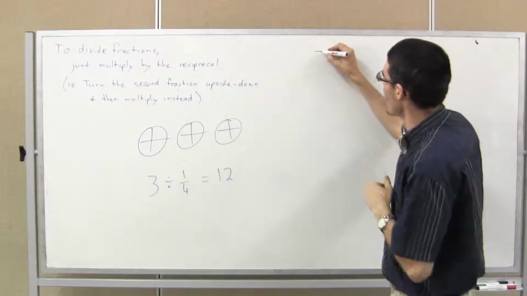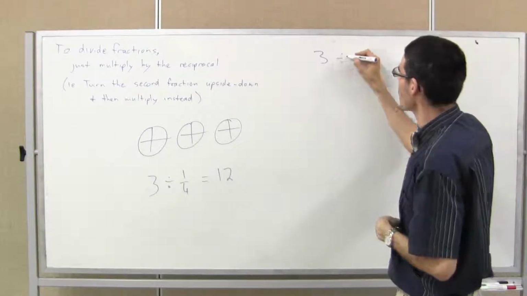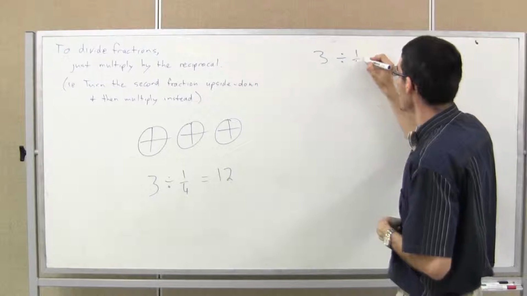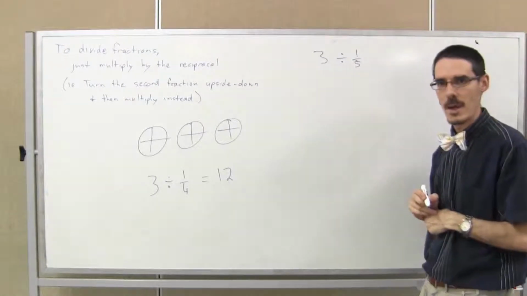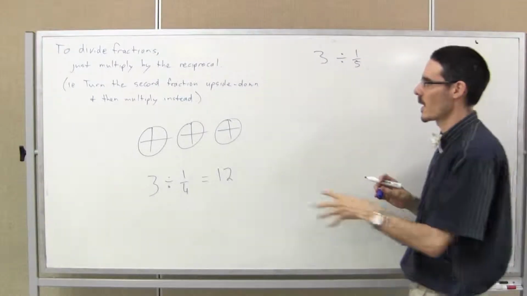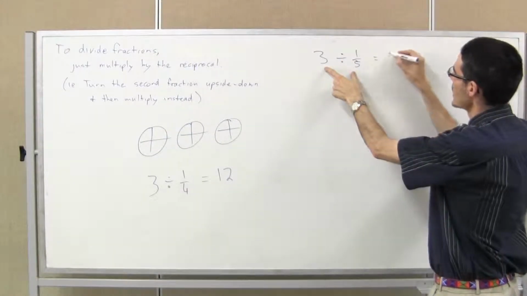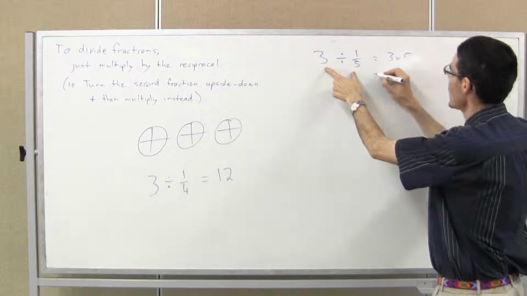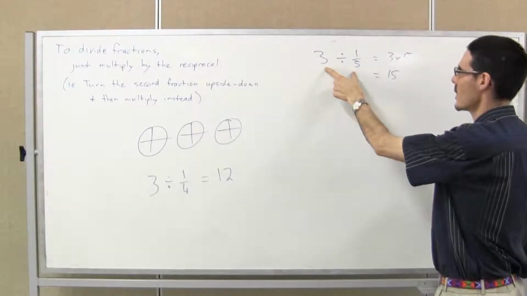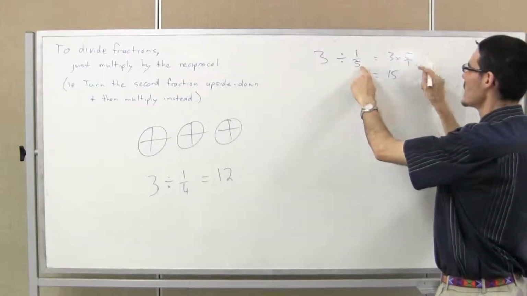Exactly the same way, if I had my 3 pizzas and I was dividing them up into fifths, how many pieces would I have? Well, I'd have 5, 10, 15. Or I could just go, it's 3 times 5, making 15. This is the reciprocal.